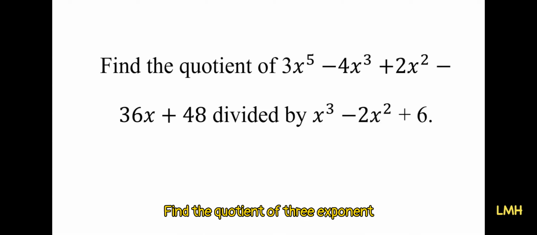Find the quotient of 3x^5 minus 4x^3 plus 2x^2 minus 36x plus 48, divided by x^3 minus 2x^2 plus 6. So what is the problem all about? What is the topic we are talking about? Can you analyze where we could relate this subject?